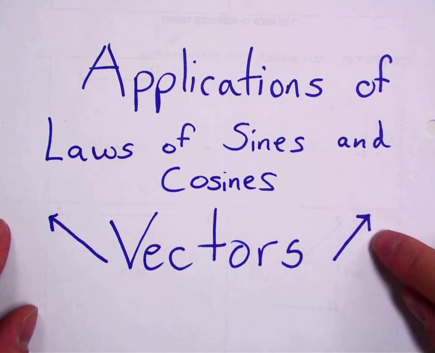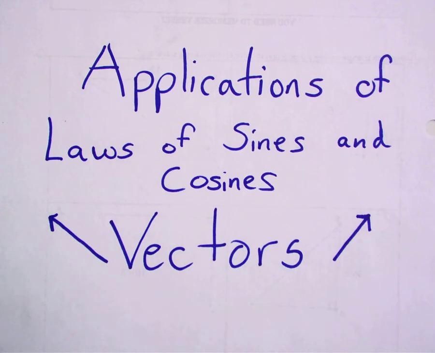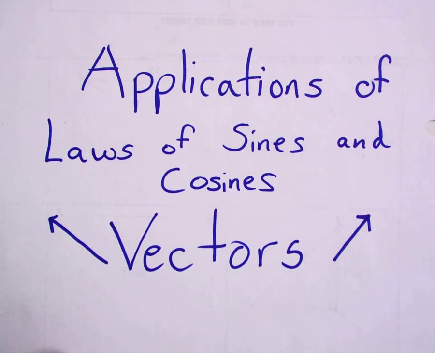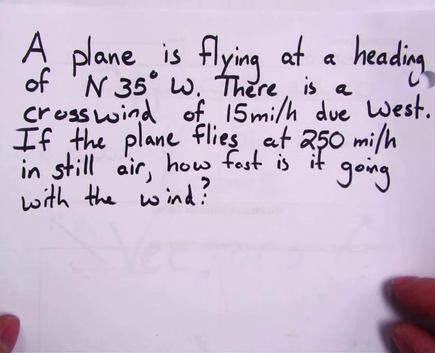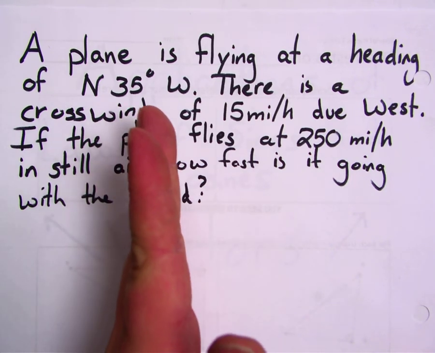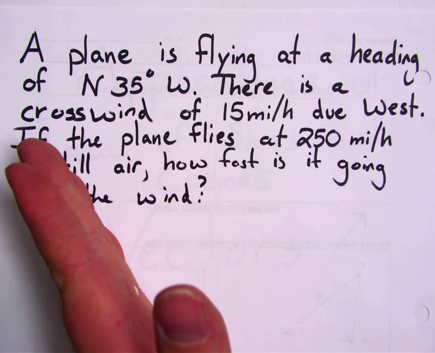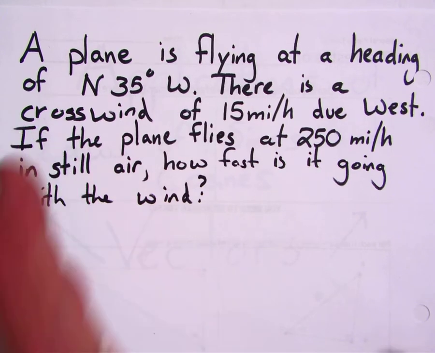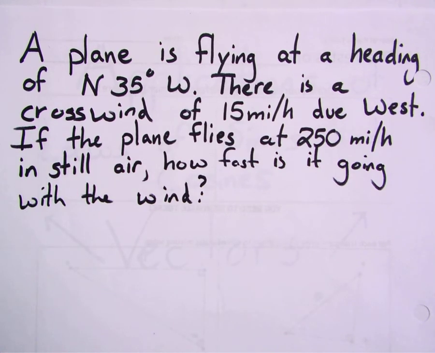So that can be things like velocity, acceleration, force, or even displacement, how far something's gone in a particular direction. So today what we're looking at is a problem with an airplane. A plane is flying at a heading of north 35 degrees west, which just means that from due north, we've turned 35 degrees towards the west. And that's our heading. And then there's a crosswind of 15 miles per hour due west. It says the plane flies at 250 miles per hour in still air, so we want to know how fast it's going with the wind.